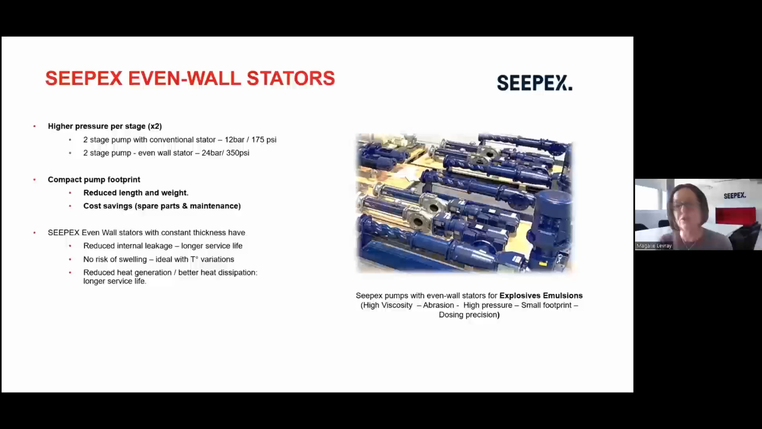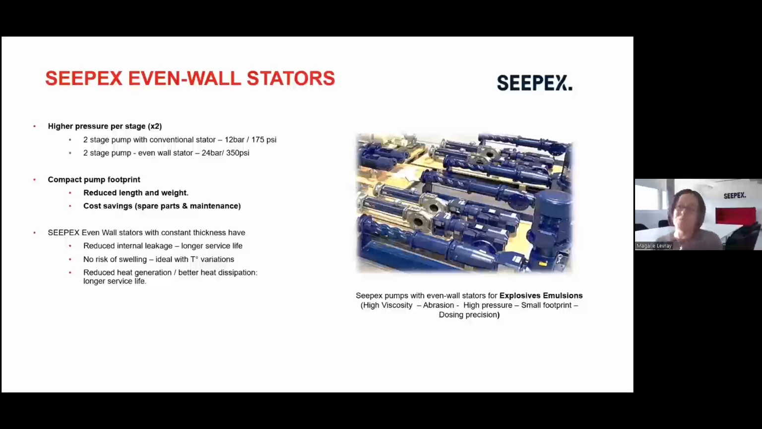We have reduced length and reduced weight, and this is very convenient when, for example, we have to install pumps on trucks, which is the case with explosive emulsions. We have a few pumps that will prepare the emulsion and inject the emulsion in the blast hole. So we have space constraints, and with the even wall stator, we are able to greatly reduce the length and the weight of our pumps.